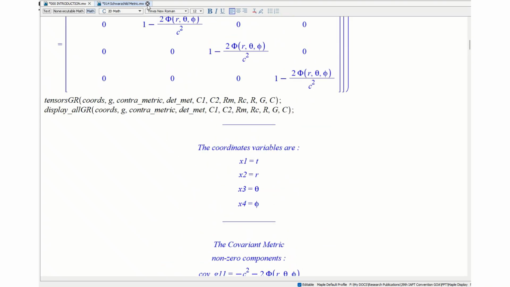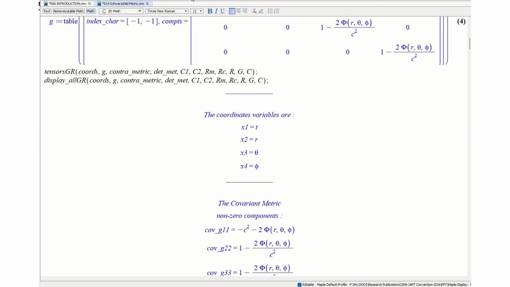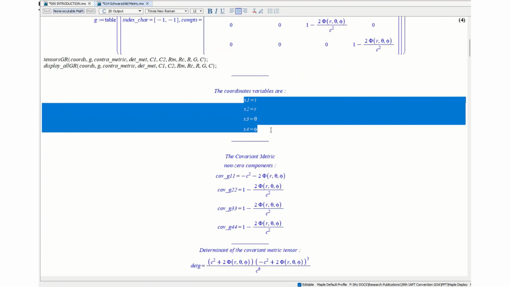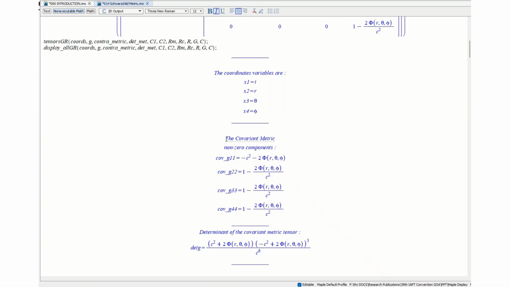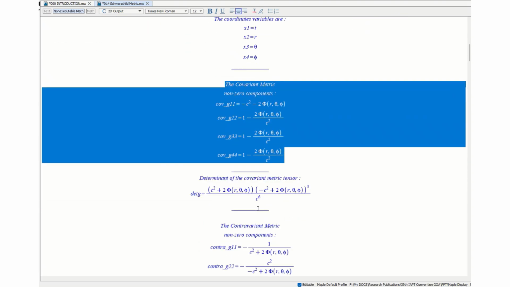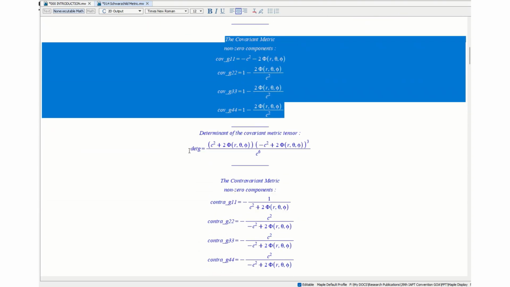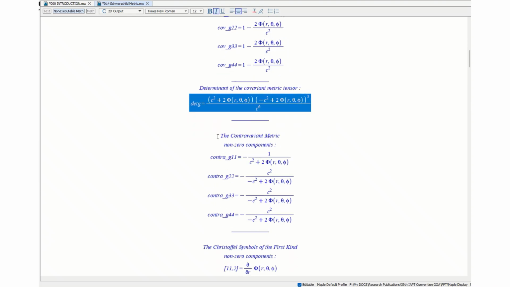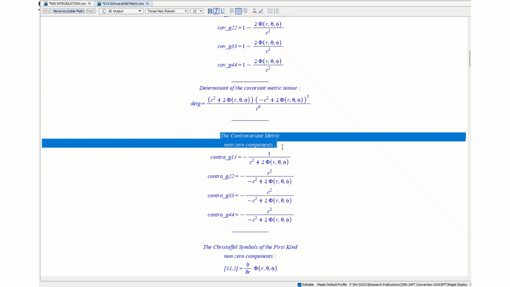Here we are looking for the coordinates. I'm reducing the font size. Coordinates are t, r, theta, phi. The covariant matrix components G11, G22, G33, G44, and the determinant of this covariant matrix tensor. Then we are looking for the contravariant matrix components which are non-zero.